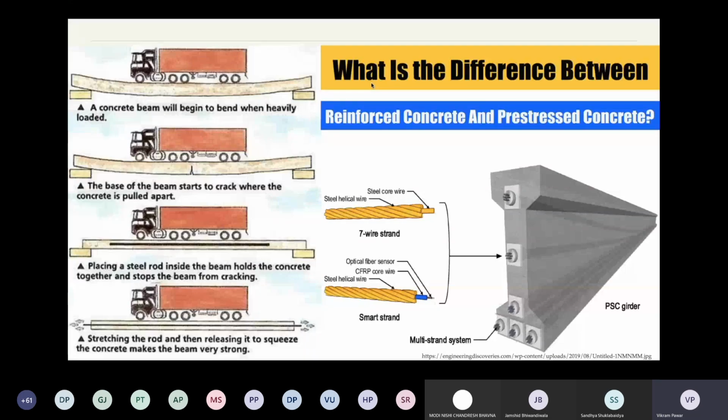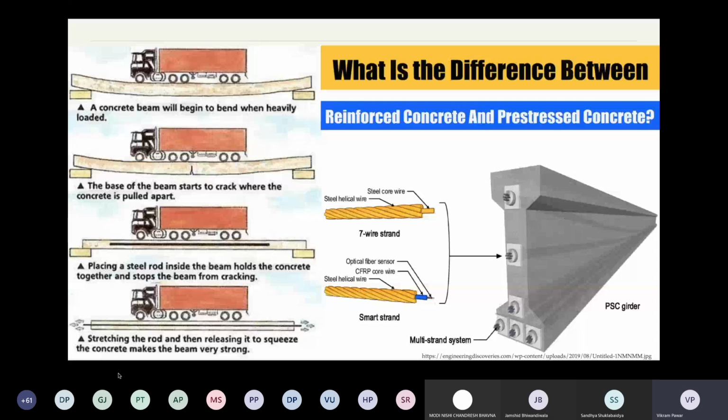Going to this, what is the difference between reinforced concrete and pre-stressed concrete? This is a sketch or diagram, and we'll be talking about what pre-stressed or post-tensioned concrete is. Without the reinforcement, you have a tendency to get a crack in the middle of the beam. One of the options is you introduce reinforcement in the middle. This is very schematic. But when the rod is pulled on either side, then you are able to make the concrete very strong.